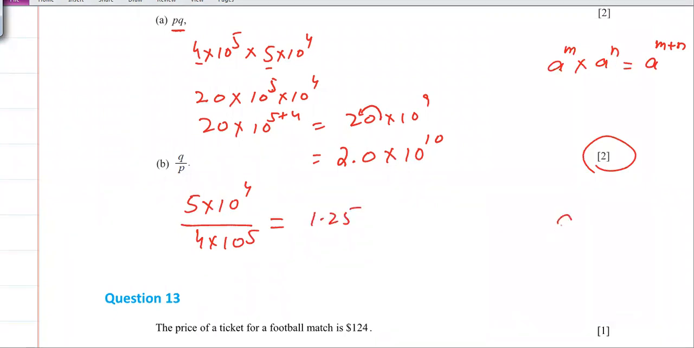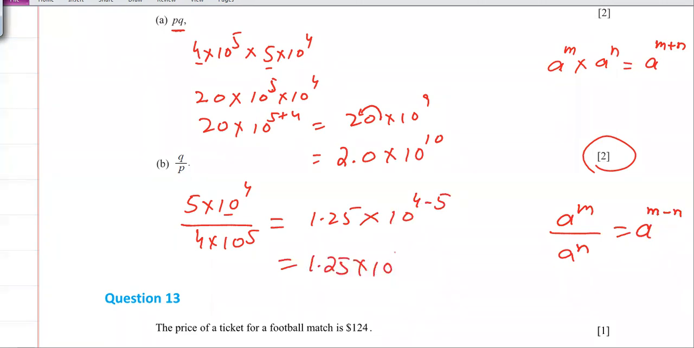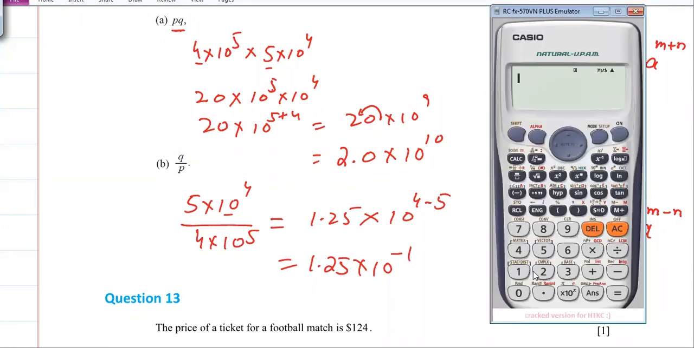Now there is another rule: a power n over a power n. If similar bases are dividing, you write the base one time and the power is the upper power minus the lower power. Here the base 10 is the same, so write 10 one time, with upper power minus lower power. So it will be 1.25 into 10 to the power minus 1, which is now in standard form. You can verify using your calculator also.